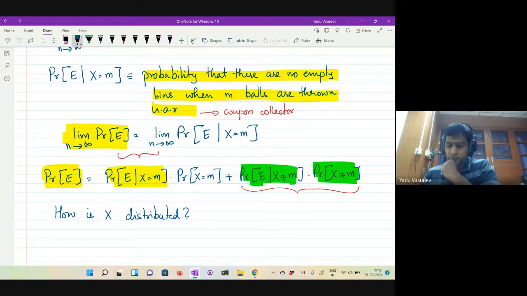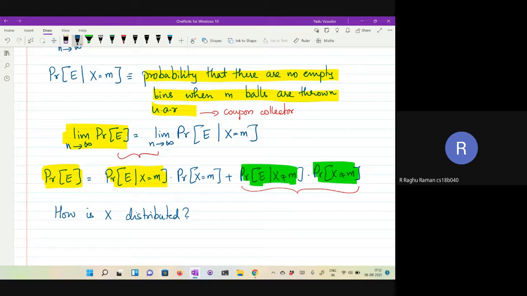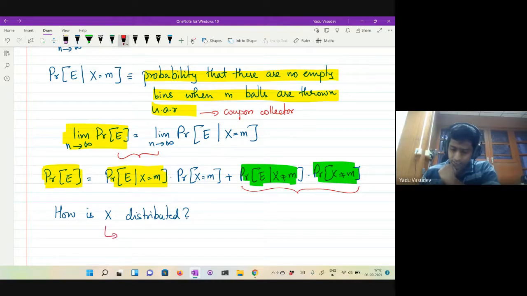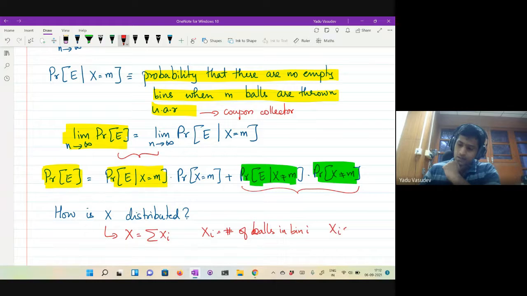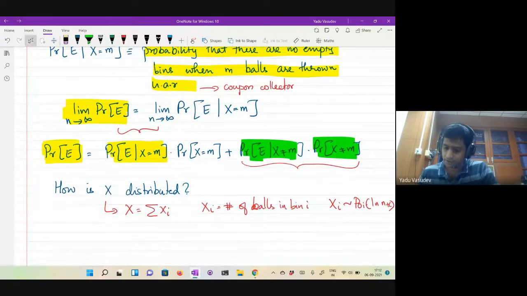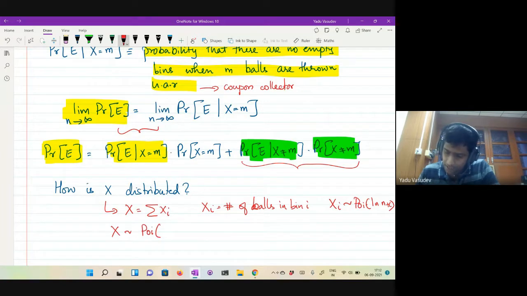The random variable X, what is its distribution? Poisson. Yeah, right. So X is a Poisson distribution. Why? Because I can write X as the summation of Xi, where Xi is the number of balls in bin i. And Xi I know is distributed according to the Poisson distribution with mean ln n plus C, right? So the sum of Poisson variables is another Poisson variable, and the mean is just the sum of the means, right? So X is distributed as a Poisson variable with mean n ln n plus Cn, correct?